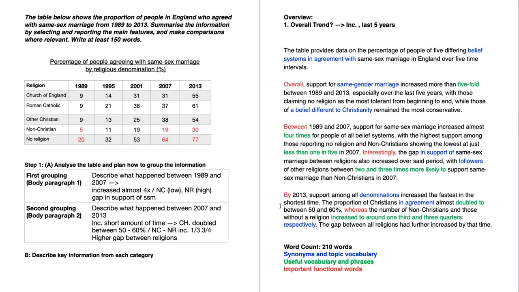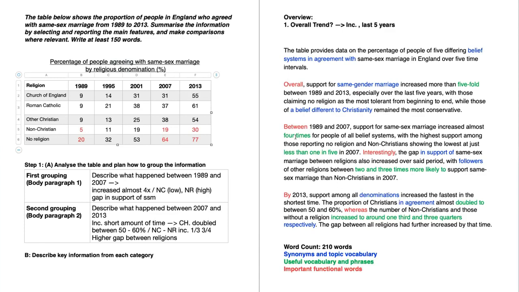Then in our second body paragraph, we have "by 2013." I also have this as a functional word because we're talking about everything up to that point. "Denominations" is another great way to talk about religion, which we saw here in our heading. Then "in agreement" is also a great topic vocabulary for this specific question because it looks at those who are agreeing, or again, in agreement with a certain idea.